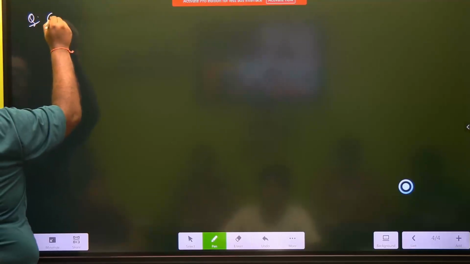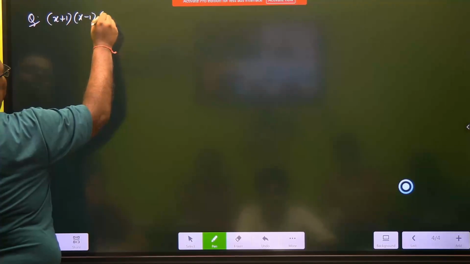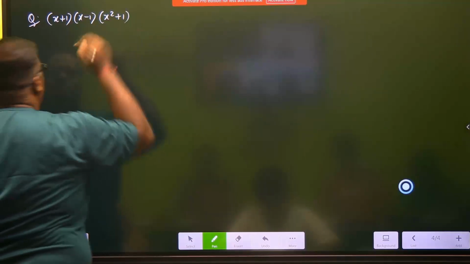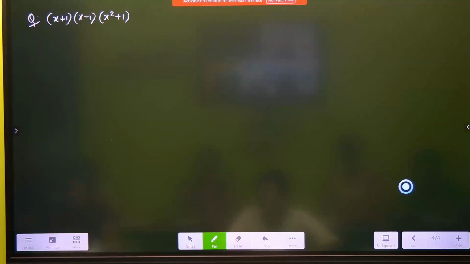This is (x plus 1)(x minus 1)(x square plus 1). They are giving you this, so we have to find the product of this, right? Now if you look at it, you'll say, sir, what is so difficult? I will multiply two binomials, then I will get a trinomial. I will multiply the trinomial with the binomial. Very good, you can do that.